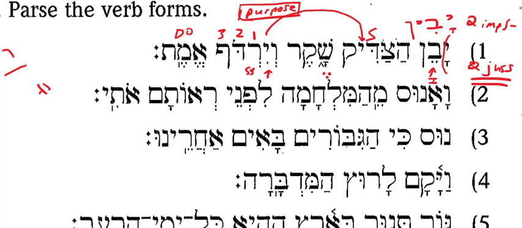Ah, that's a great question. Who knows why there is a kametz under this vav before emet?